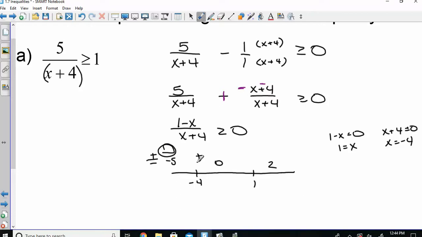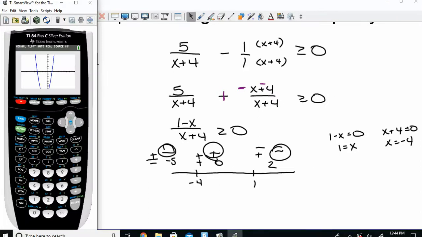You put in a 0. 1 minus 0 is positive. 0 plus 4 is positive. Positive divided by positive, still positive. Put in a 2. 1 minus 2 is negative. 2 plus 4 is positive. Negative divided by a positive is negative.